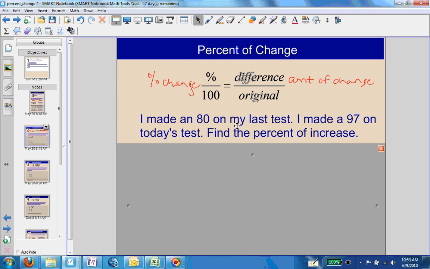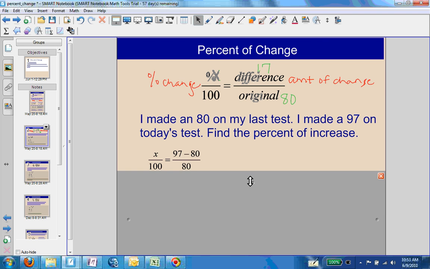So what I'm going to do is I'm solving for the percent of increase. So my x is going to go right here where the percent is. The amount of change is always the difference between the two numbers, big minus little. It doesn't matter which came first, but you always do big minus little, so that's 17. The original is the first thing that happened, looking time-wise. So the first thing that happened was I made an 80 on my test.